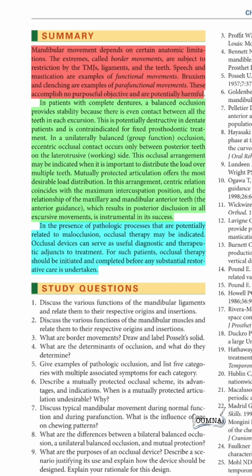Occlusal therapy should be initiated and completed before any substantial restorative care is undertaken.